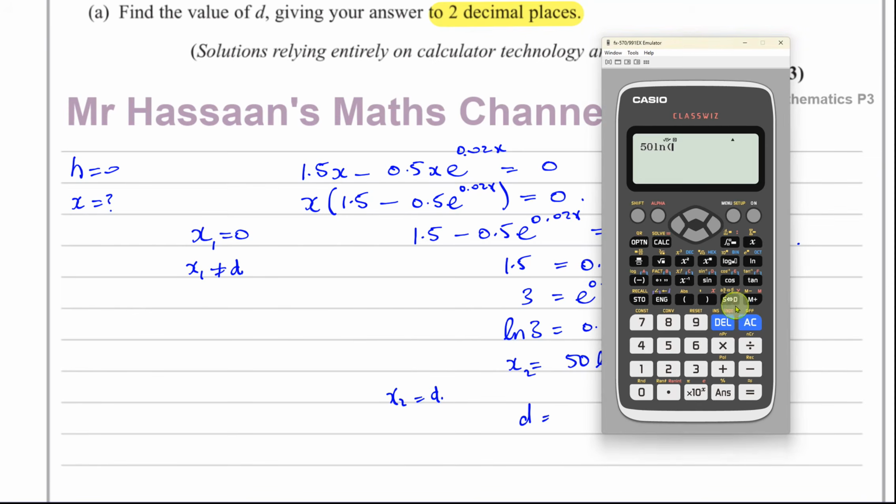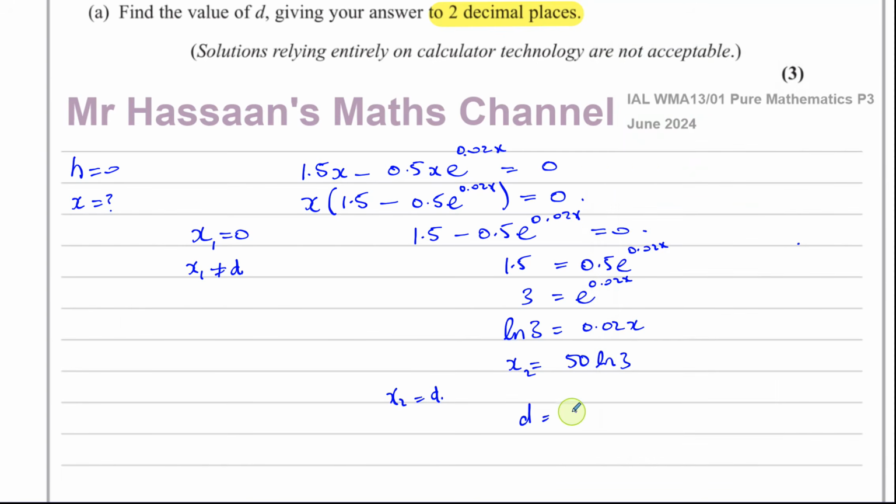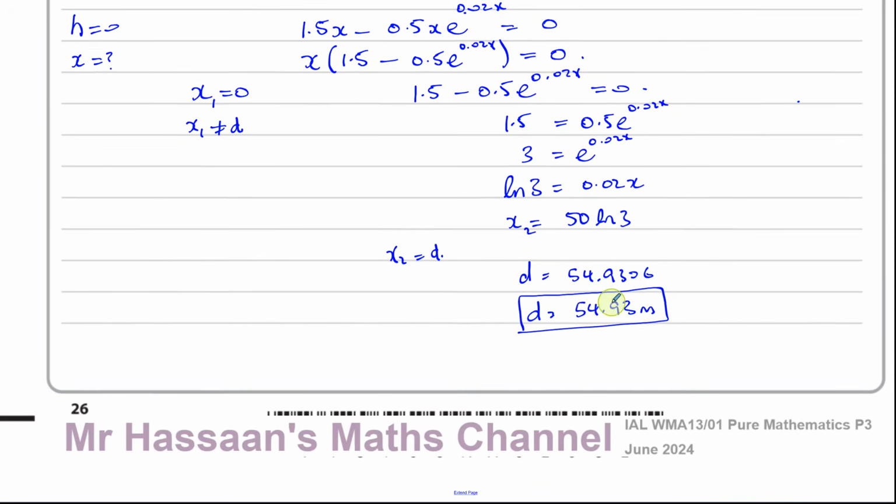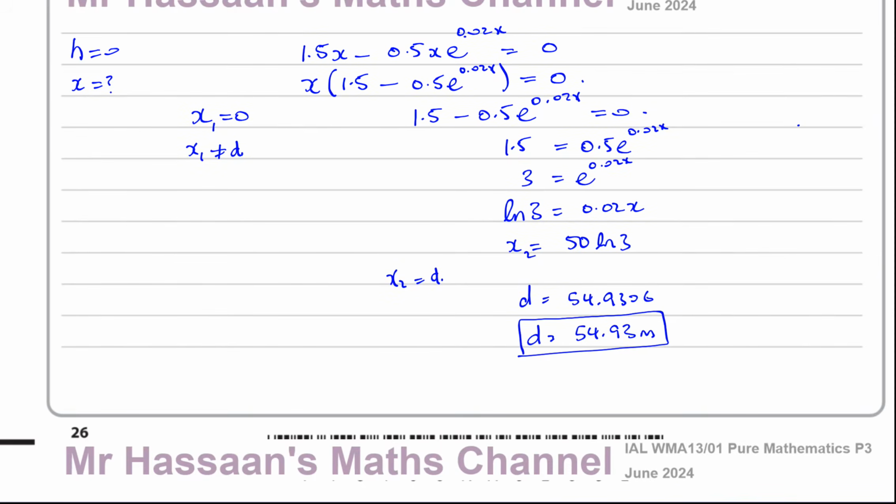50 times ln of 3, and that gives you 54.9306, 2 decimal places. So D is equal to 54.93 meters. Okay, so there's the answer to part A. D is in meters, so we don't have to write that down. We can just write 54.93 because it says D is in meters, so that's fine.